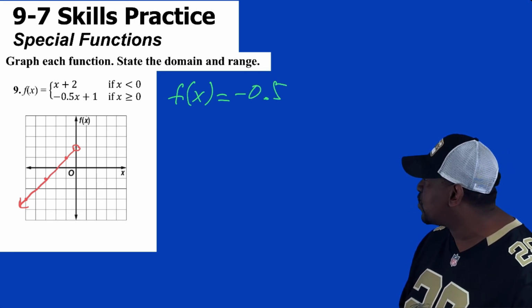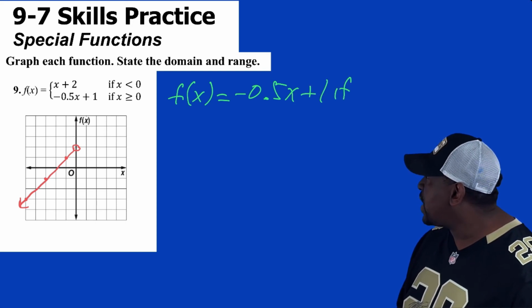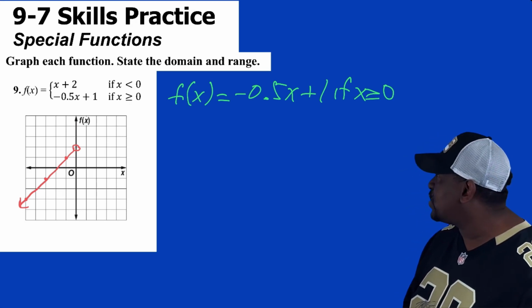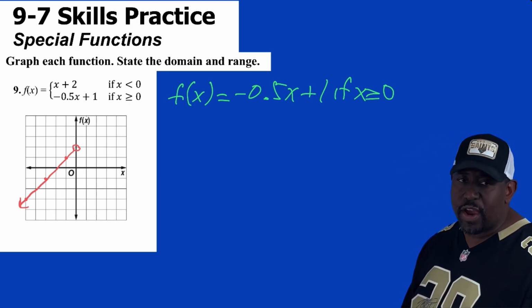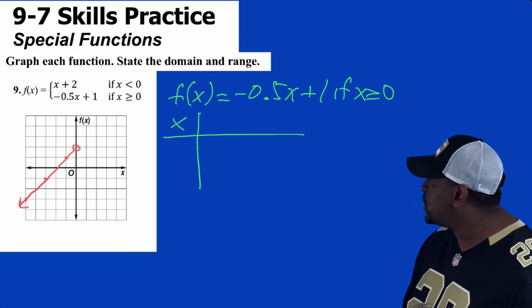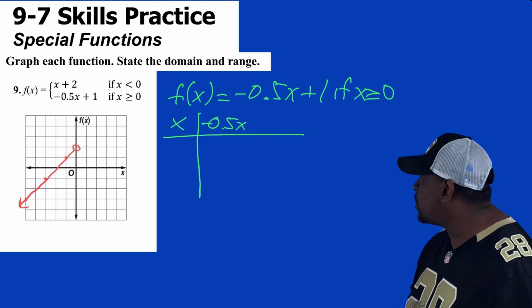That function when x is greater than or equal to 0 is negative 0.5x plus 1. Again, we want to pick values equal to 0 and greater. So we'll start with 0, and then we'll see what other values. You can pick any values greater than 0. So we'll see what the NOLA Mathman does.